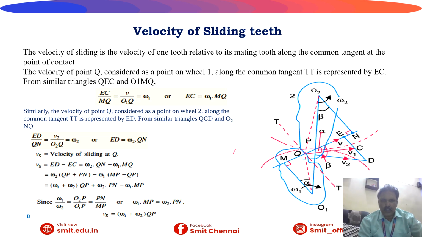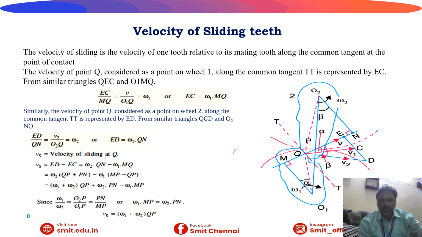The velocity of point Q considered as a point on wheel 1 along the common tangent TT is represented by EC. In the diagram we can see EC. From the sketch we can take similar triangles, QEC and O1MQ. Based on that we can relate these two triangles. We can write EC by MQ equal to V by O1Q equal to omega 1. On cross multiplying we get EC equal to omega 1 into MQ.